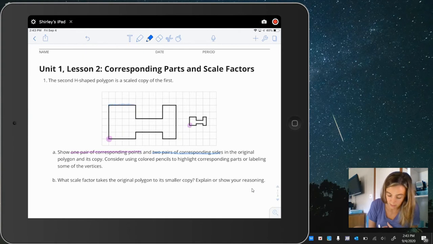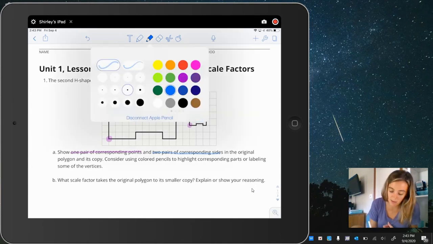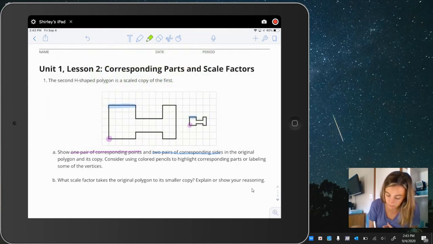Now I want to share, I'm going to pick a different color, two pairs of corresponding sides. So if I pick this side here, what corresponds with that? The side that's in exactly the same space. On the smaller figure, it's going to be this side. And then if I pick another color, I'm going to pick this bottom piece here. So what corresponds to that bottom piece? This same bottom piece right here.